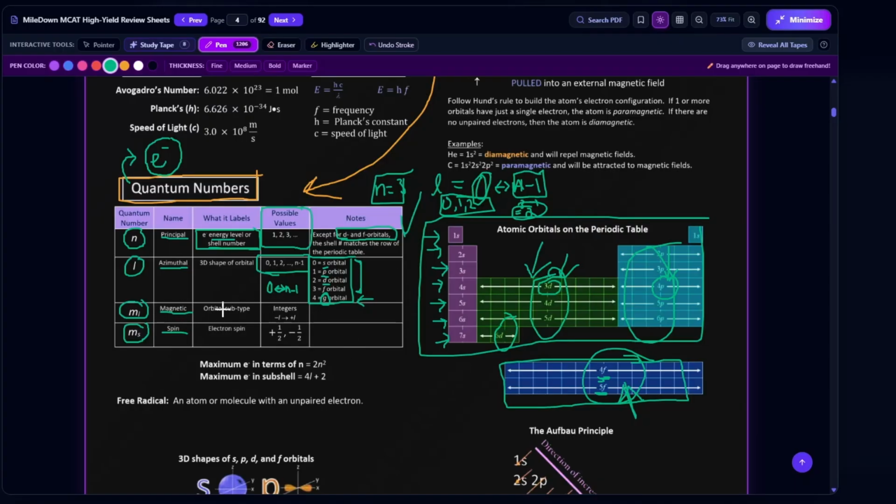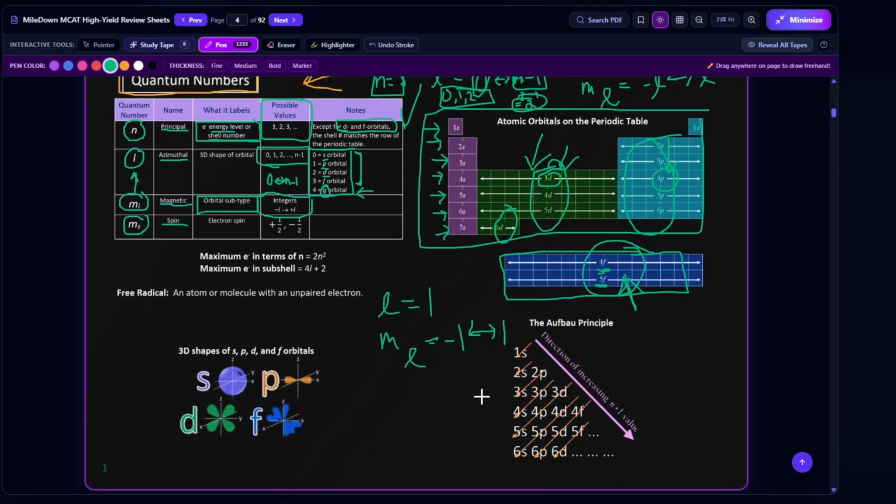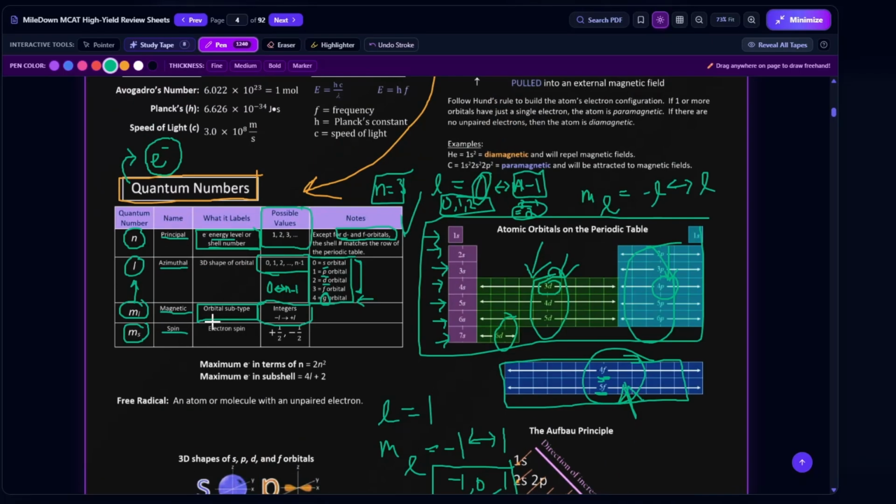And then magnetic, it's representing your orbital subtype. So integers from negative L to L. So basically, you can know your ML based on your L, right? So you need to memorize that ML is equal to a range of negative L to L. What does that mean? It means that if L, for example, was equal to 1, then ML is a range from negative 1 to 1, right? So you'd have negative 1, 0, and 1 as the possible values, okay?